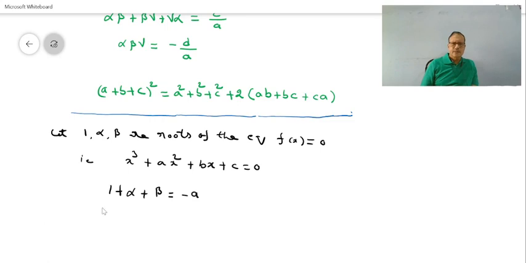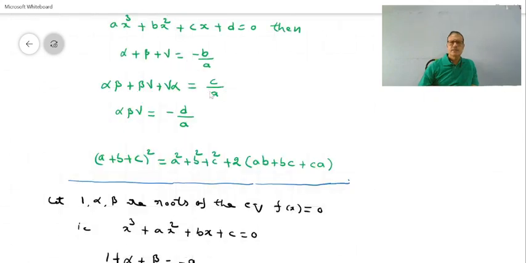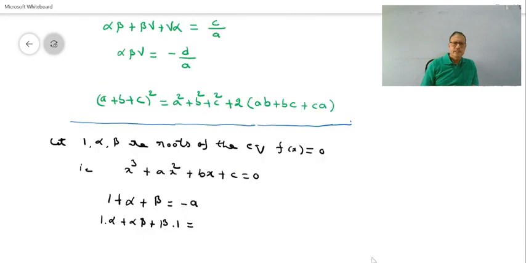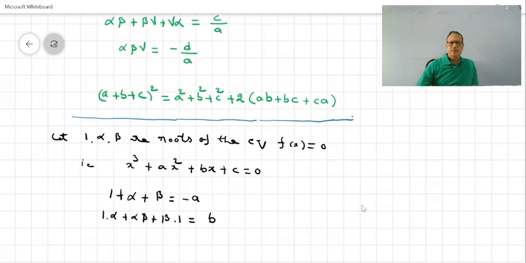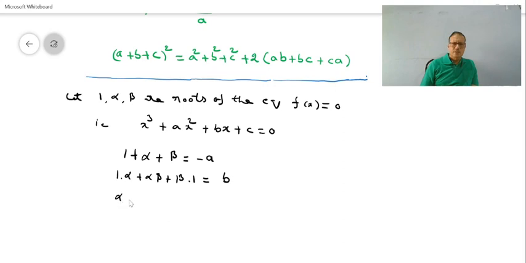So 1 into alpha plus alpha into beta plus beta into 1. This is equal to, so alpha beta, beta gamma, gamma alpha, this is equal to c by a. So that means here b by 1. That is b. So what will we get? Alpha plus beta plus alpha beta is equal to b. Say this is 1 and this is 2.